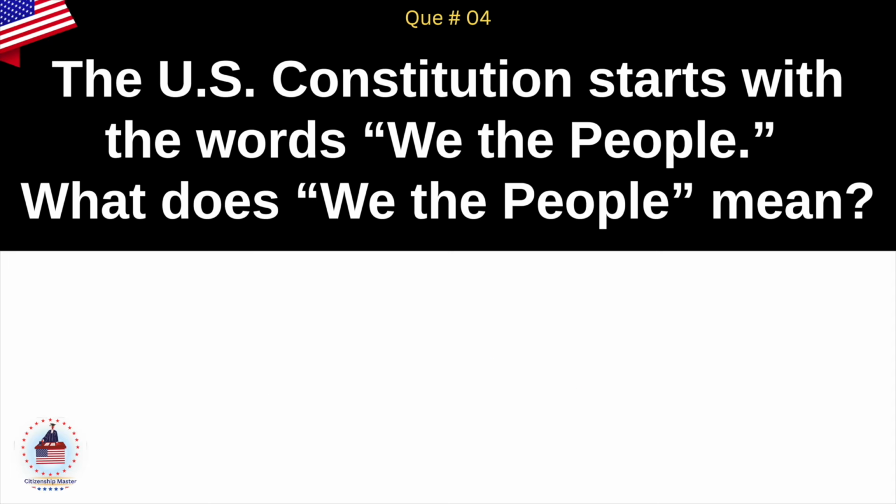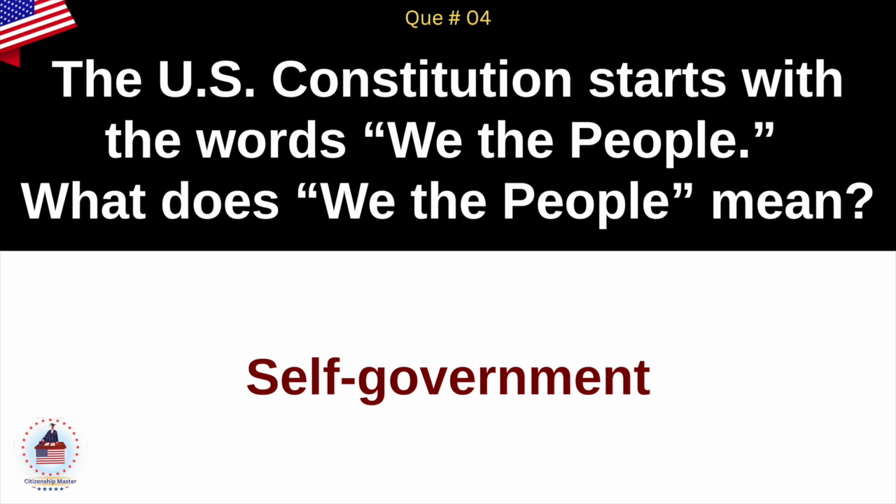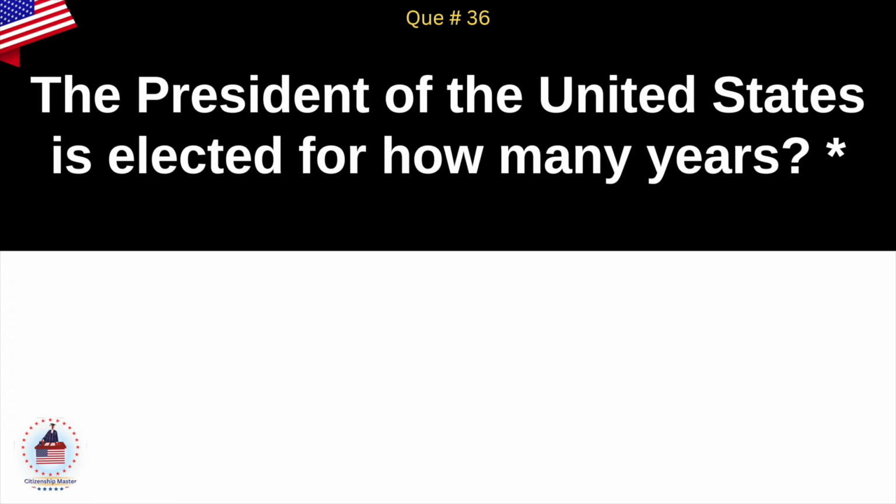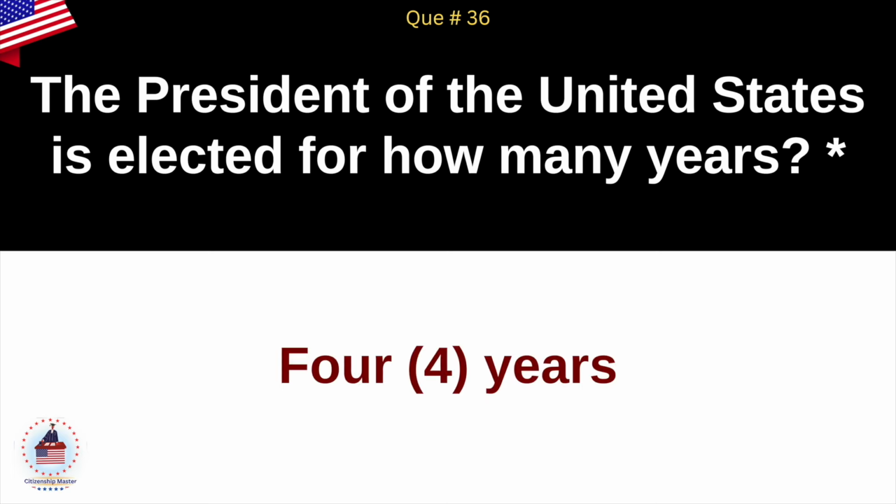The U.S. Constitution starts with the words, "We the people." What does "we the people" mean? Self-government. The President of the United States is elected for how many years? For years.